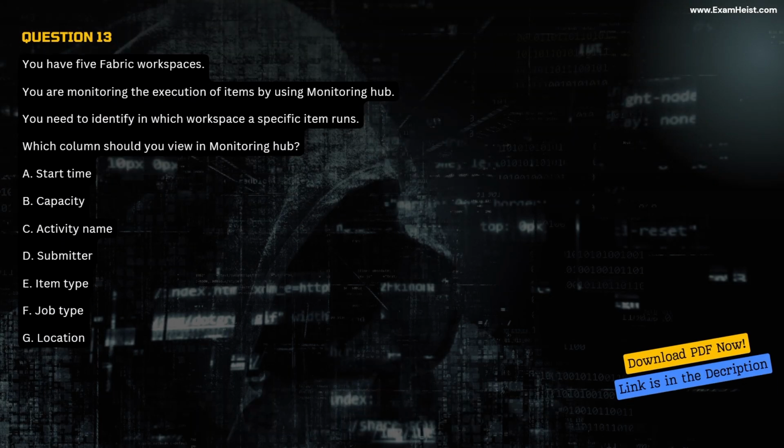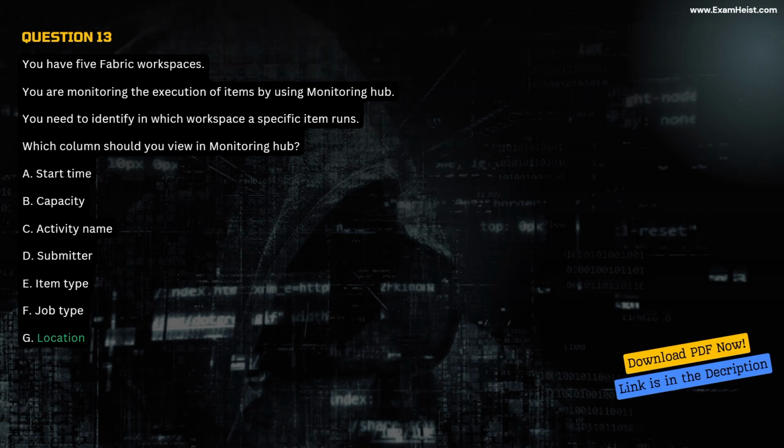Question 13. You have 5 Fabric workspaces. You are monitoring the execution of items by using Monitoring Hub. You need to identify in which workspace a specific item runs. Which column should you view in Monitoring Hub? A. Start time. B. Capacity. C. Activity name. D. Submitter. E. Item type. F. Job type. G. Location. Correct answer G.